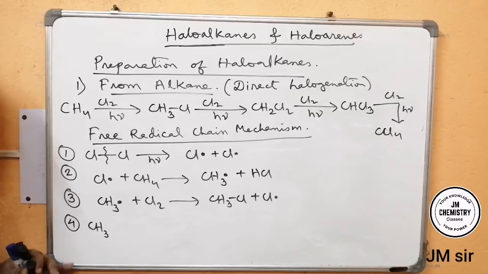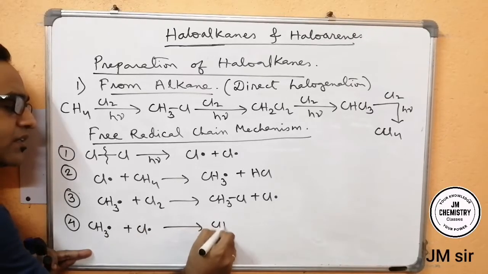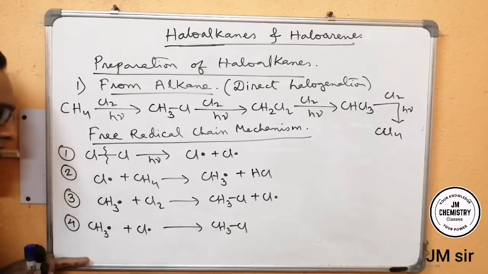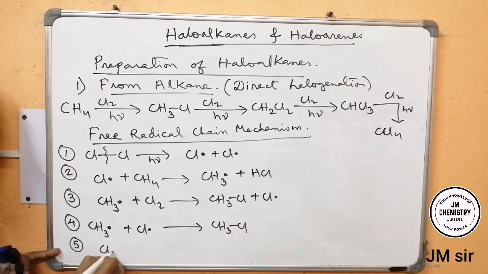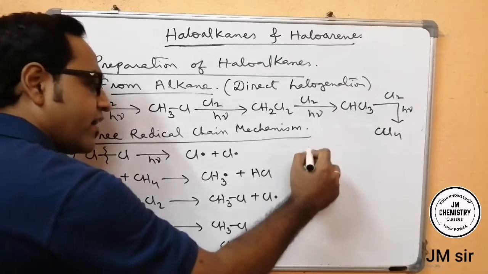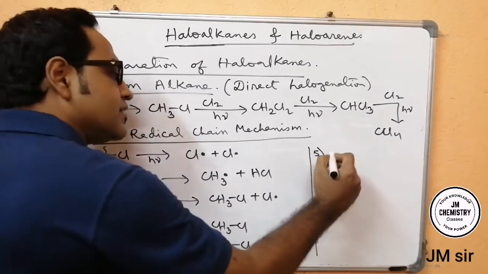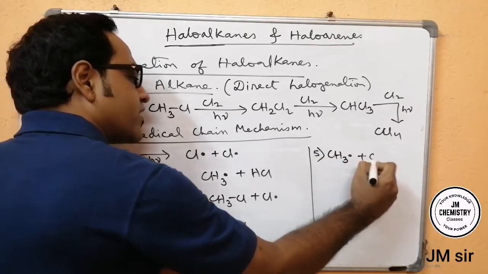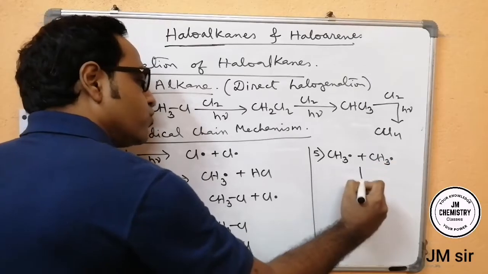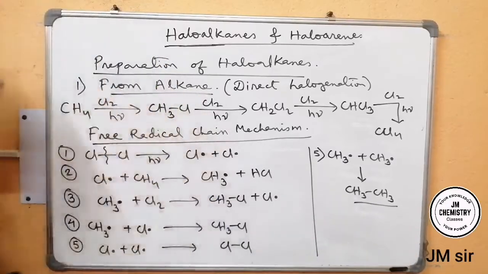The fourth step, CH3 dot reacts with Cl dot to form CH3Cl. The fifth step, Cl dot combines with Cl dot to form Cl single bond Cl. And the last step, the sixth step, this CH3 dot can combine with CH3 dot to form CH3CH3. So this is a side product of this reaction.